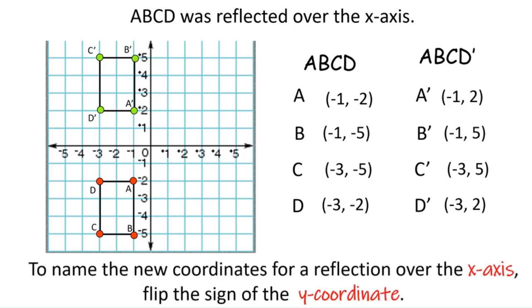So hopefully you see that to name the new coordinates for a reflection over the x-axis, you flip the sign of the y coordinate. Because as we go over the x-axis, we're not changing the horizontal distance, we're changing the vertical distance. And our y coordinate is what determines our vertical distance. So to change the coordinates for reflection over the x-axis, you flip the y coordinate.